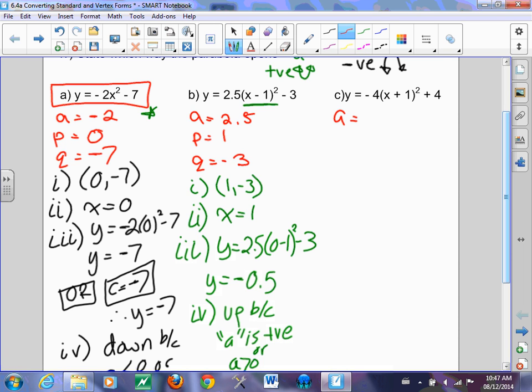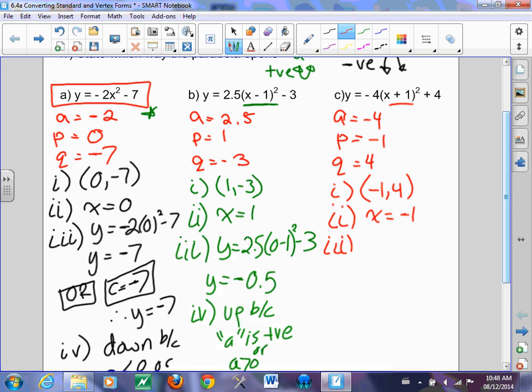Last question, ladies and gentlemen. A equals negative 4. P equals, be careful here, it's x minus p. There's a plus sign, so how did the negative become a plus sign? It must be multiplied by a negative. So p is negative 1. And q equals 4. Answer our first question. Vertex is negative 1 and 4.